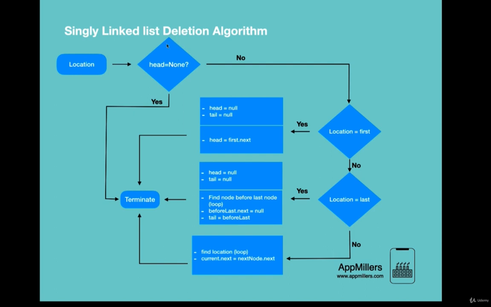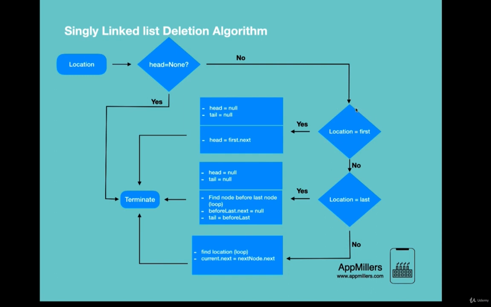The first thing that we are going to do in our method is to check the head, whether the head exists or not. If we have a head, it means we have a single linked list. If we don't have a head, it means that the single linked list does not exist, so we are terminating our algorithm over here. Otherwise, if we have a head, which means that our head is not null, we are continuing over here.